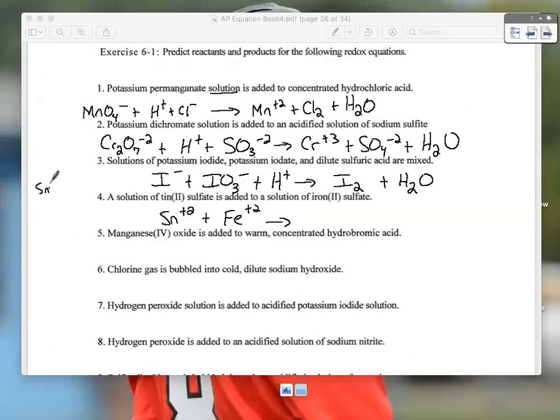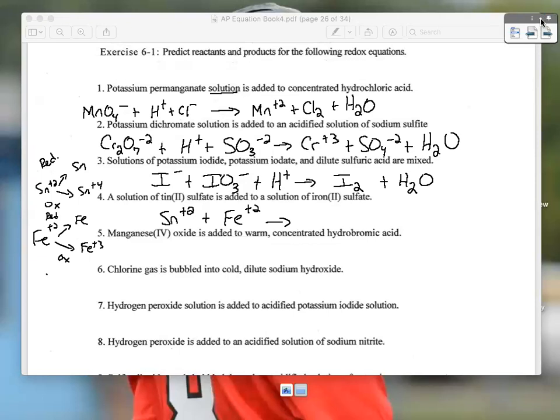So we have tin plus 2 can go to tin or tin plus 4. Now to go to tin, it would be reduced. To go to tin plus 4, it would be oxidized. You have iron plus 2. It can go to iron, reduced, or it can go to iron plus 3, oxidized. So how do I know which one it does? How do I know if it's oxidized or reduced? So here's how I have to figure that out.